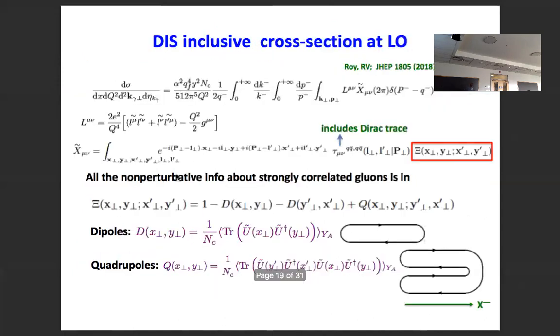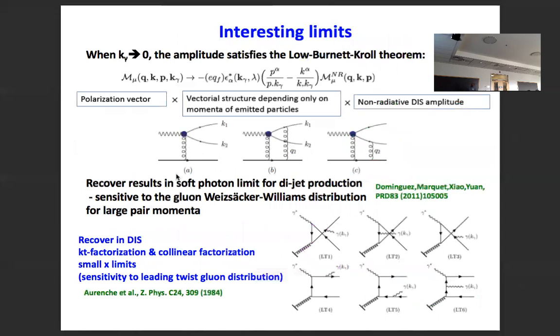So we computed this explicitly, and you can ask whether there are some interesting limits. And indeed there are. When you take the photon momentum to zero, you can show that this amplitude satisfies the Low theorem, where the amplitude for production of a photon, a quark and an antiquark, where q is the virtual photon momentum, can be split into a polarization vector times a vectorial structure, which only depends on the momenta of the emitted particles, and the non-radiative DIS amplitude. Okay, so just this DIS amplitude without the photon. We can show that from our expressions, when we take this limit, we recover results that are well known in the literature for dijet production, which in some limit are again sensitive to the Weizsäcker-Williams distribution. So that's included in our expressions.